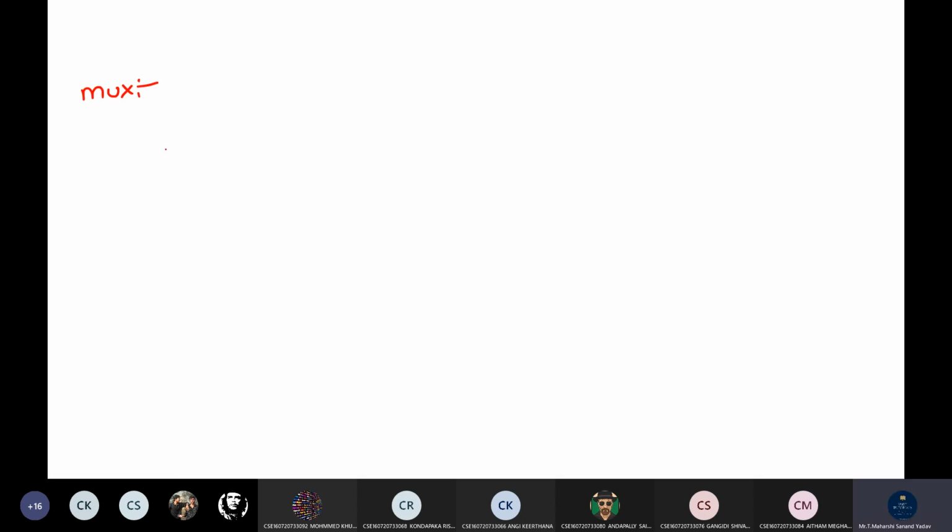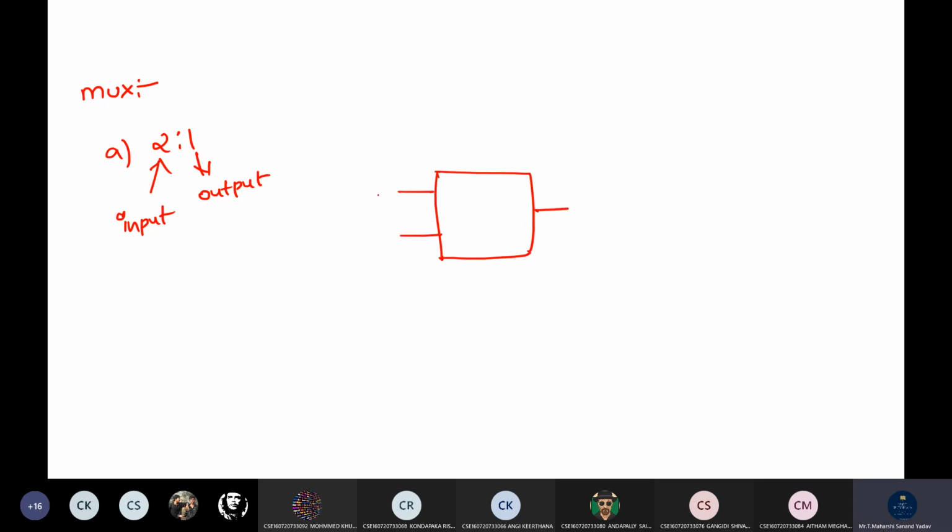And how many types of muxes are there? Let us do 2:1. So what is this 2 and what is this 1? 2 is input, 1 is output. So it is a 2:1 multiplexer which contains 2 inputs and 1 output. I'm taking this as I0, this as I1, and the output I'm representing with Y. Internally you need to write 0 and 1.